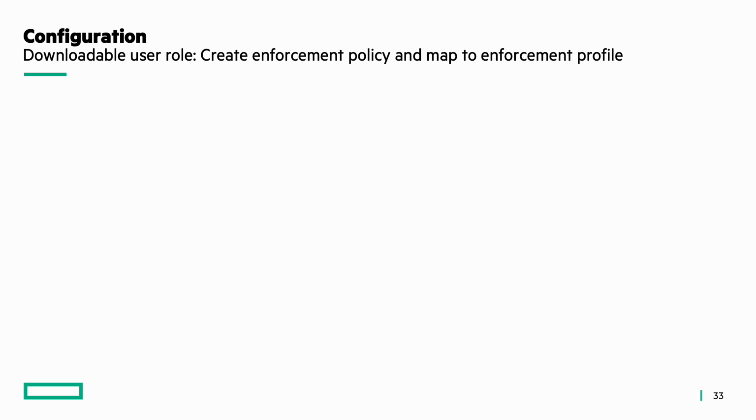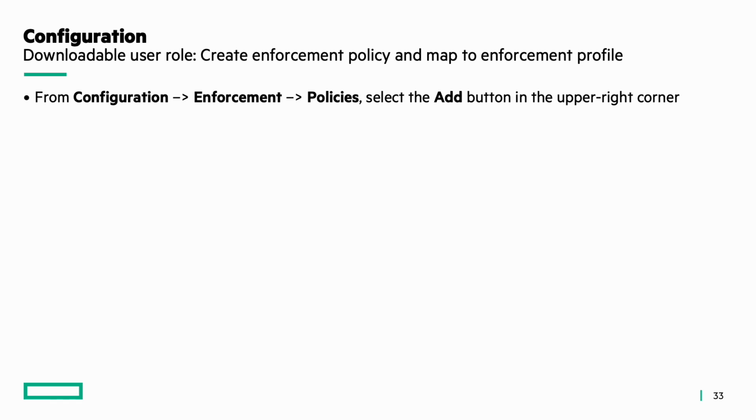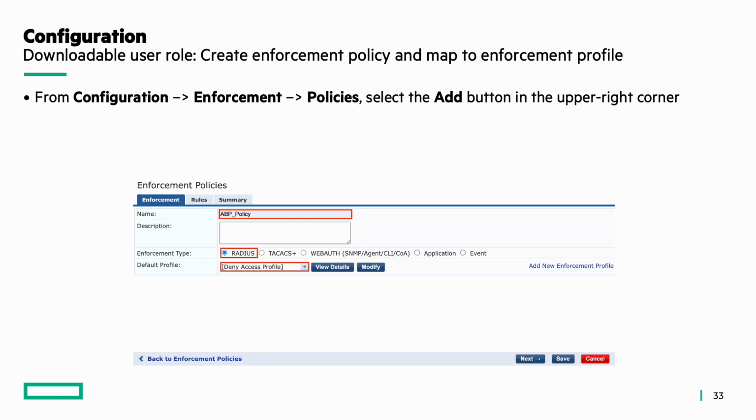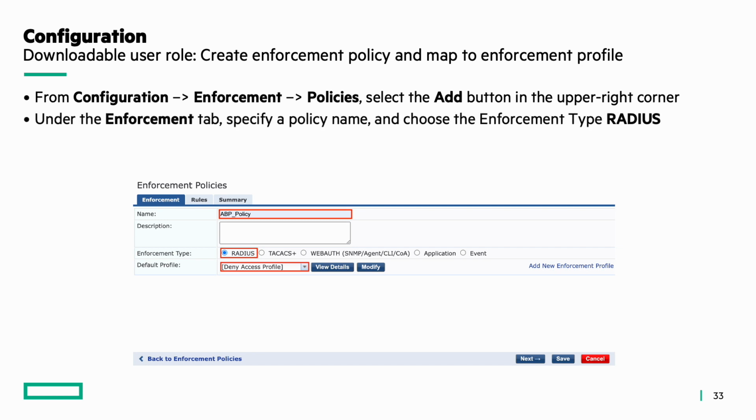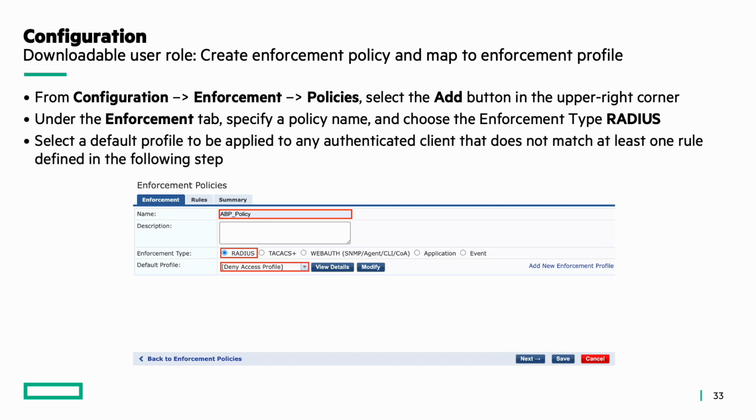The next step is to create an enforcement policy that will be mapped to the enforcement profile just created. Select the Add button in the upper right corner of the Enforcement Policy page. Under the Enforcement tab, specify a policy name and choose the enforcement type Radius. Select a default profile to be applied to any authenticated client that does not match at least one of the rules defined in the following step.